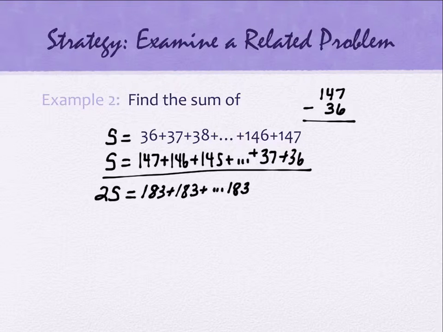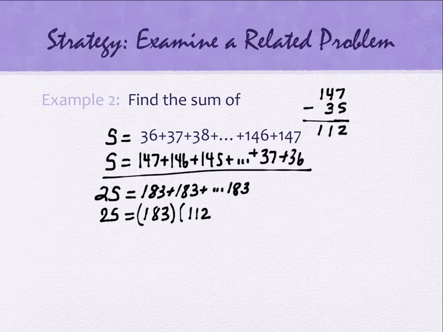So we don't want to subtract 36, we want to subtract 35. The 35 numbers are the ones that are missing. 36 is where it starts. So we actually want to do 147 minus 35. Make that note to yourself that we are subtracting 35 because there are 35 missing terms. How many does that give me? 112 maybe? Yeah, okay, that's what I thought. 112 of them. So we have 2S equals 183 times 112.